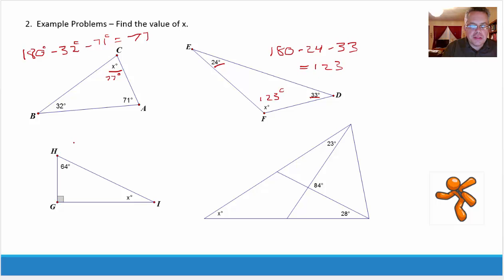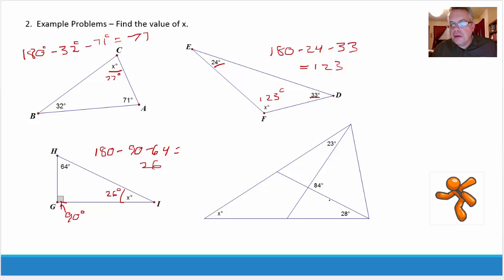So 123 sounds right. On this one, in case you don't know, this little box here in the corner means that this is a right angle. So it counts for 90 degrees. So we can't forget about that when we're subtracting the angles. So it's 180 minus 90 minus 64. Whatever's left is our angle measurement. So 180 minus 90 minus 64. Got my calculator here. Is 26. So this must be 26 degrees here.